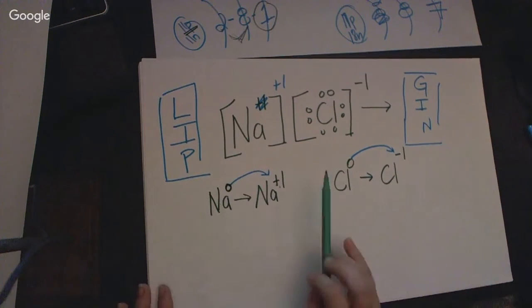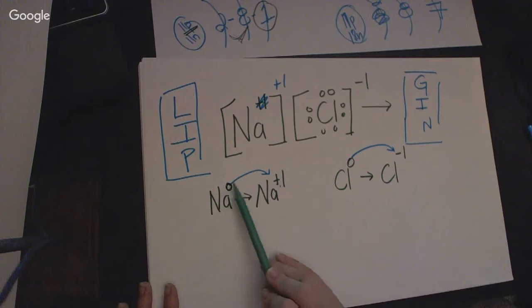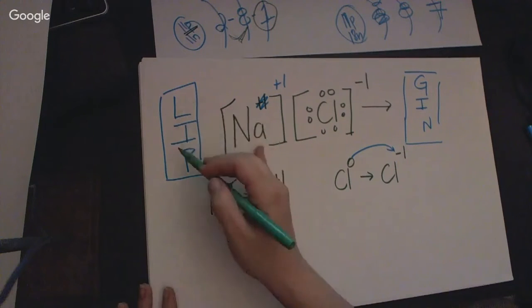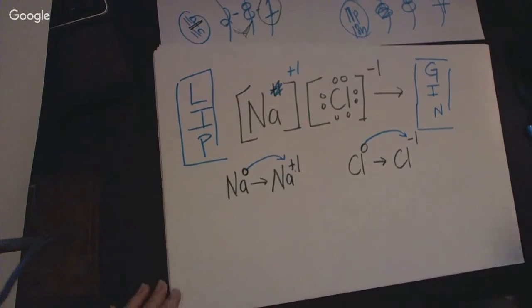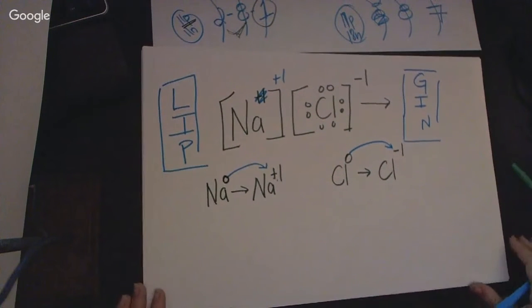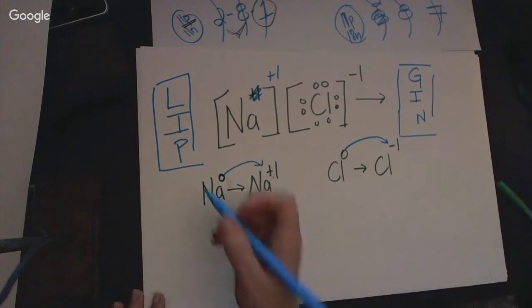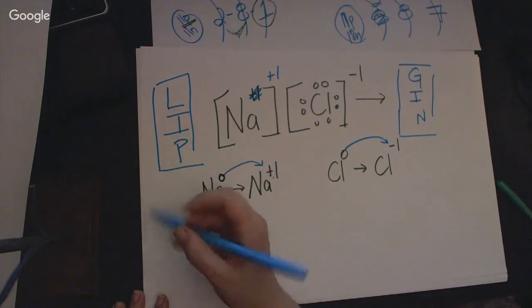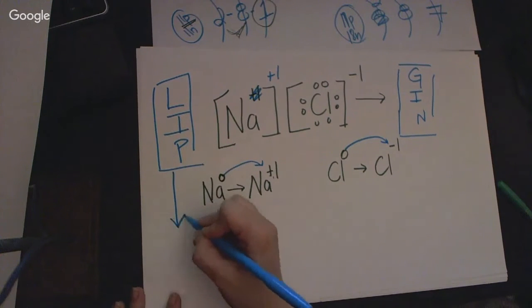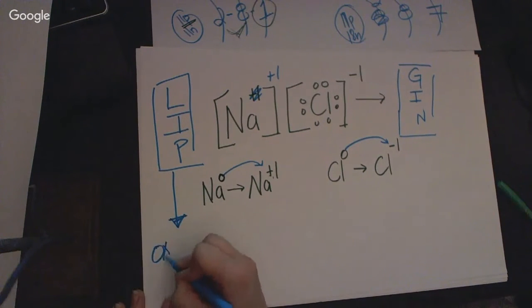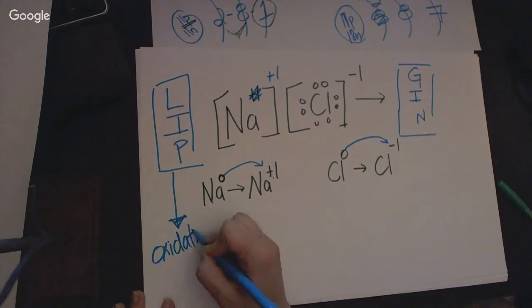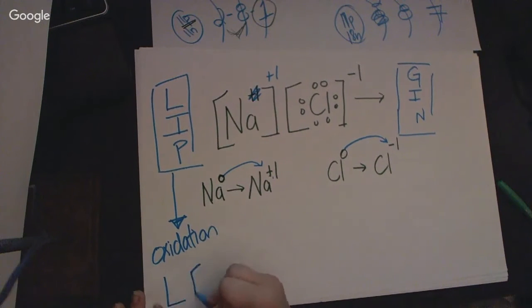So let's go back to this sodium. This sodium is going from 0 to +1. Losing is positive in chemistry. Now, somebody said write out the half reaction, so here I go with my redox. Not only is losing positive, losing also has a fancy chemistry name called oxidation. And I use the acronym LEO.